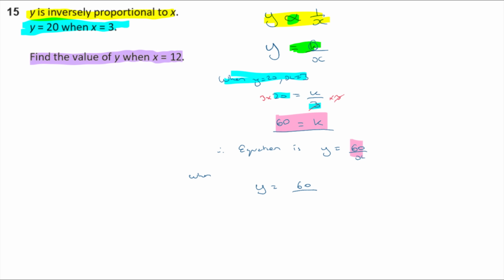So when x is 12, then I'm going to get y is 60 over 12, aren't I? Okay. So that was substituted into there. 12 goes into 60, what, 5 times? So y is equal to 5. So y is equal to 5 when x is equal to 12, okay?